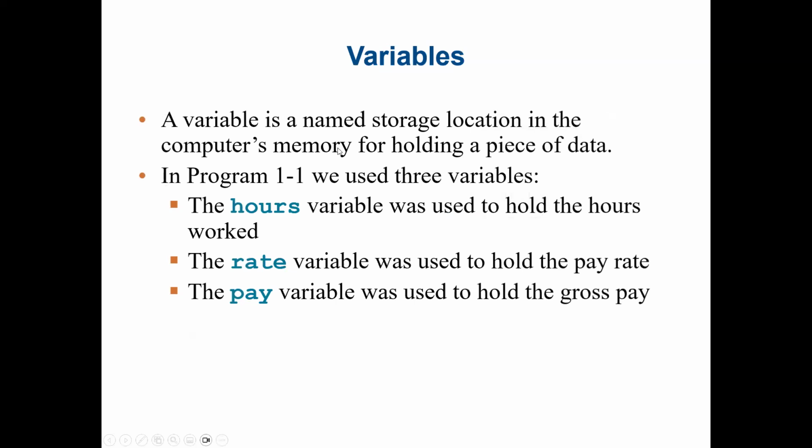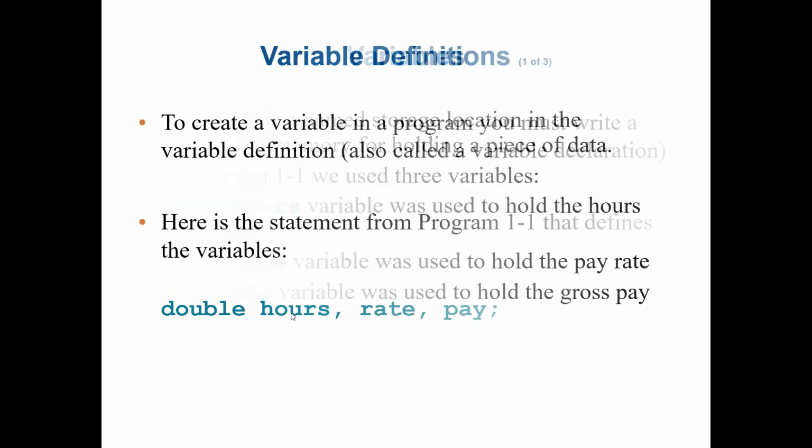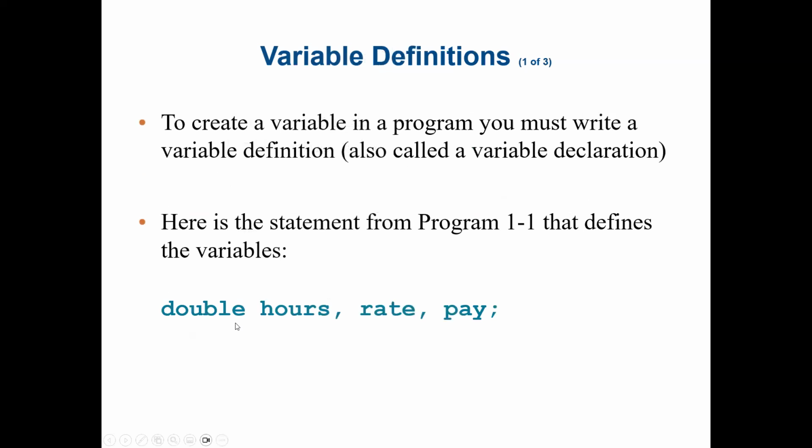Also, a variable, as we said earlier, is a memory location. So here we say a variable is a named storage location in the computer memory for holding a piece of data. In our program 1-1, we use three variables: hours, rate, and pay. Always, when we want to use a variable in the C++ language, we must declare it first. So the declaration will be the data type and the name.